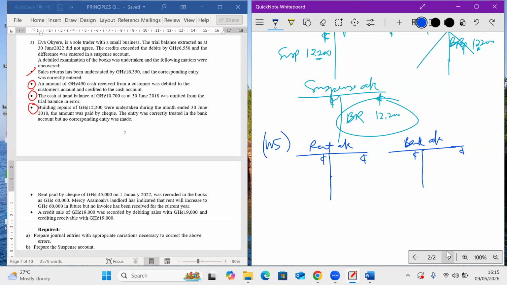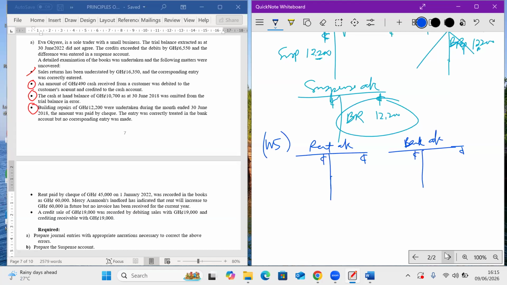Rent paid by a check of 45,000 was recorded in the books. Which books are we dealing with here? How many books? Two. What are they? Rent and bank. Those are the books. So instead of 45,000, how much did they record it? 60,000. So it means that they were correctly recording the sides of the accounts.